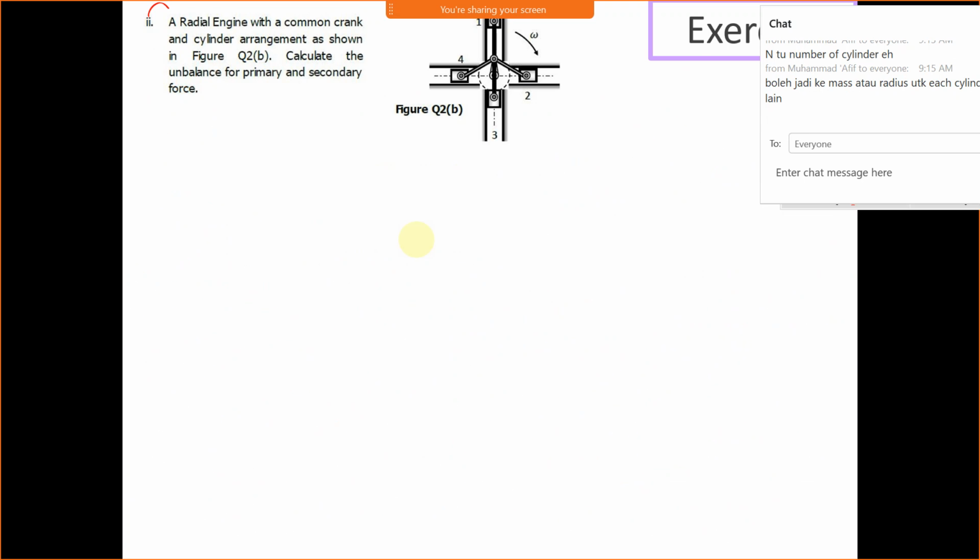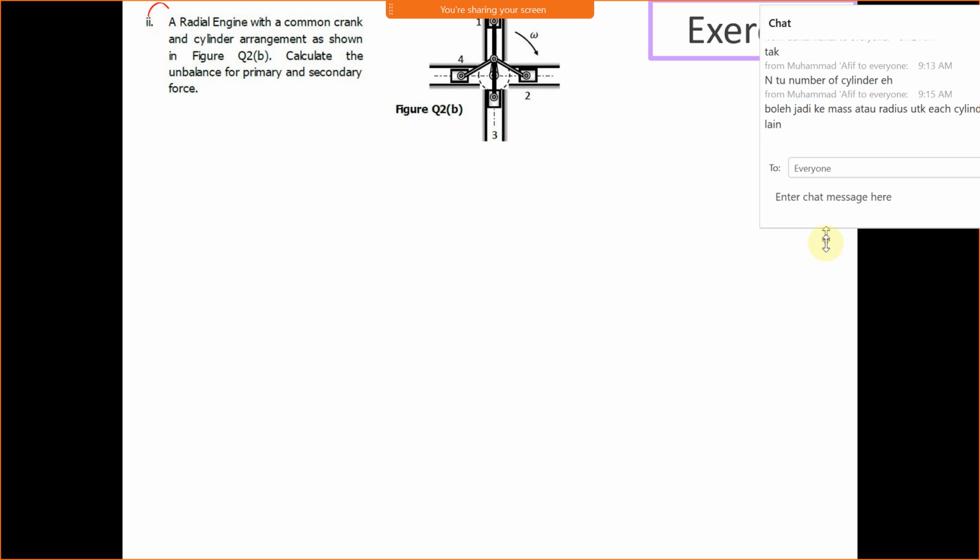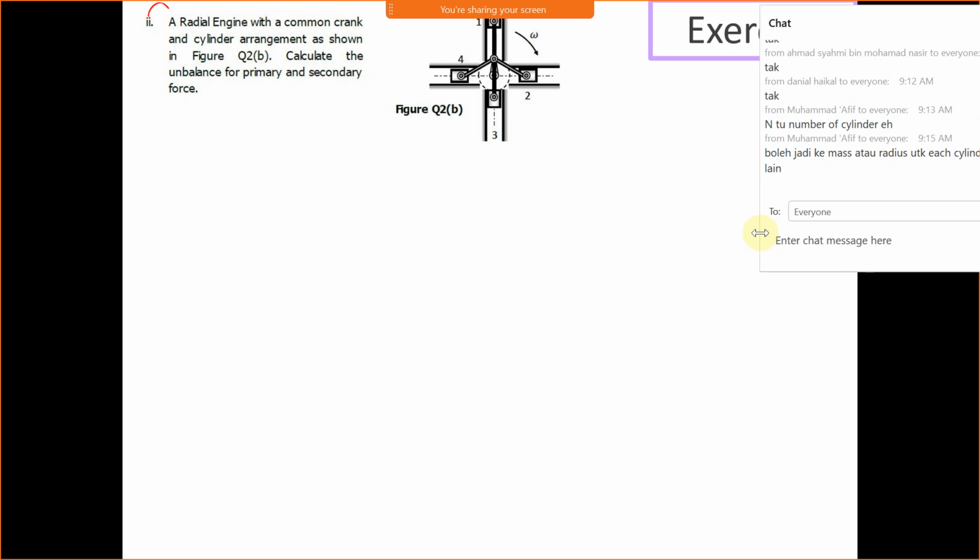And then, untuk number 2, boleh jadi ke mass atau radius for each cylinder line. Biasanya dia sama. Dia tak akan bagi nilai yang tak sama, mass dengan radius.